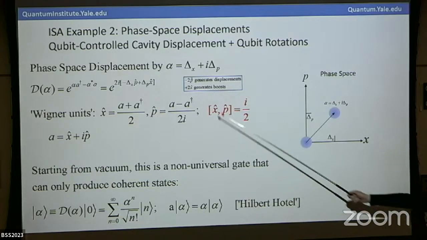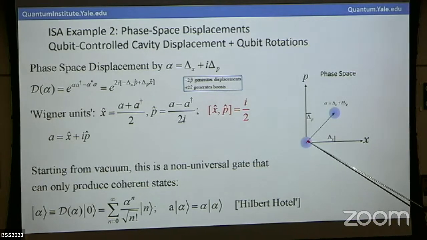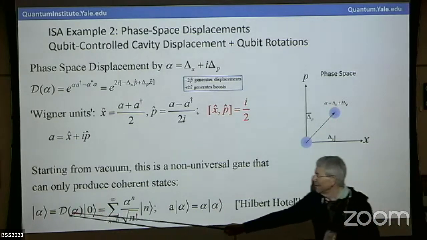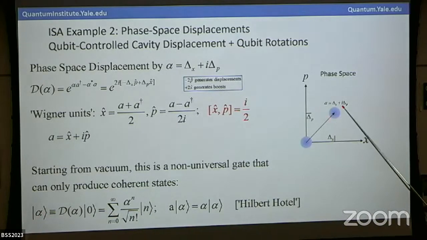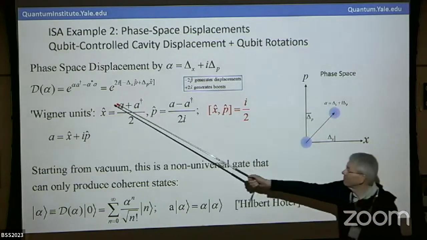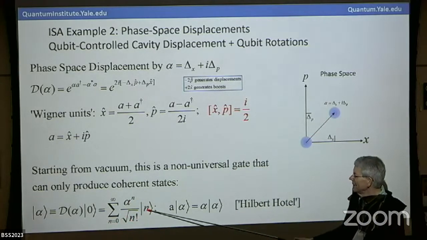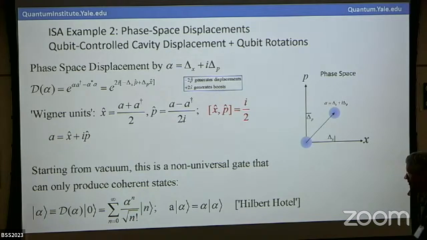So if you can make these displacements, you can, for example, take the vacuum state, this fuzzy blob here, and move it over here to the position represented by the complex number alpha. And that is a coherent state, alpha. It's just a displacement of the vacuum. You've got the same uncertainty blob, it's just in a different point in space. And if you Taylor series expand this, you find out that the amplitude of having n photons is alpha to the n over the square root of n factorial.